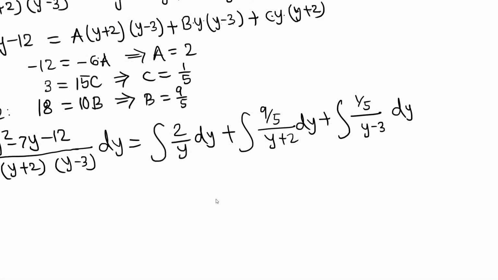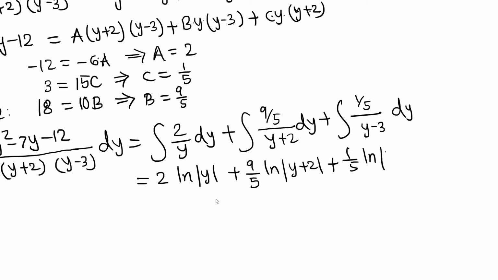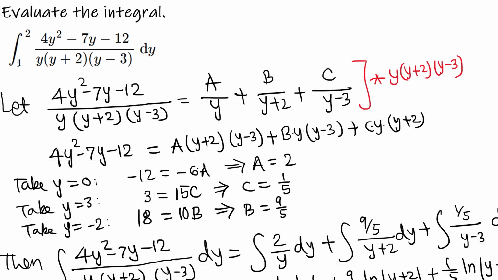So let's integrate these. Here, when we take 2 outside, that leaves 1 over y, and the derivative of y is 1, so 1 over y is simply natural log of y. Taking 9/5 outside, the derivative of y plus 2 is 1, so that's 9/5 natural log of y plus 2. Similarly, 1/5 natural log of y minus 3. The plus constant is not needed because we are in the case of limits 1 through 2.